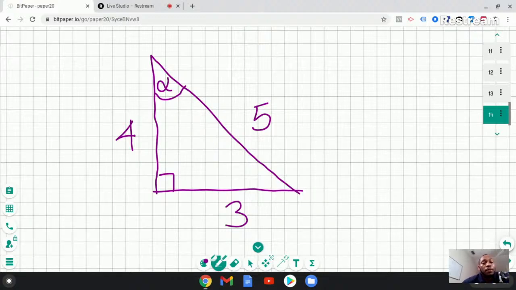So let's talk a little bit about SOH CAH TOA. I know some of you guys wanted to see that, and then I'll answer some questions next time.